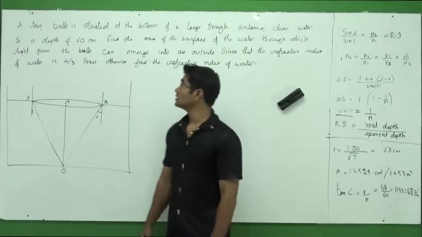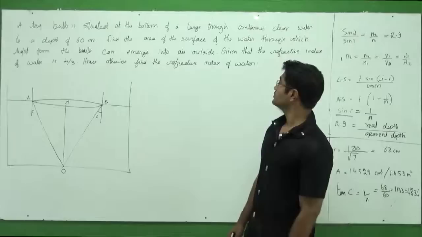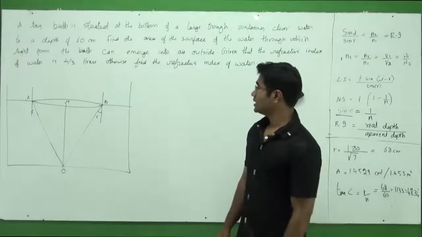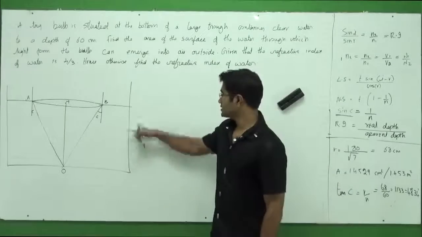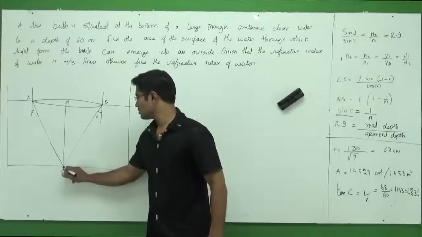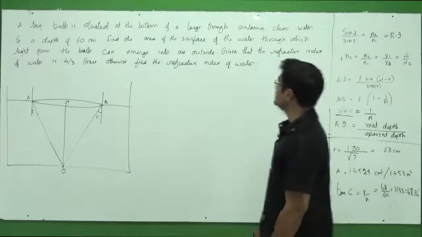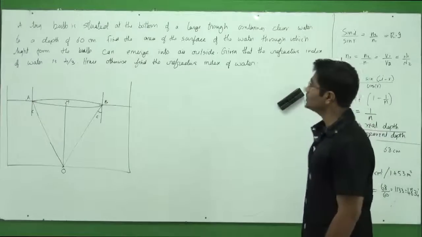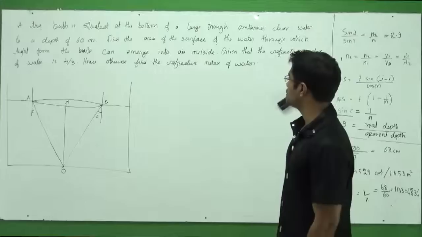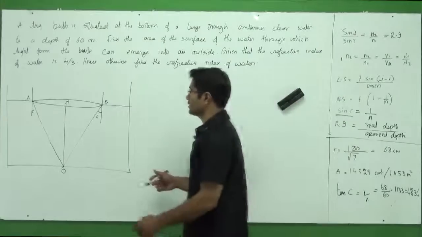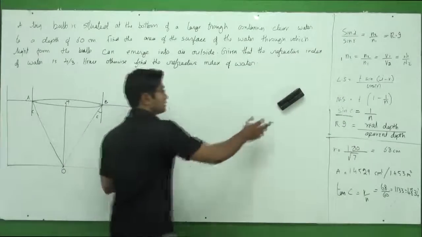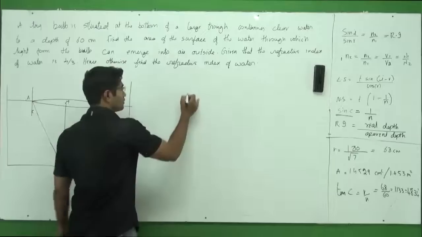Let's work on this problem on the board. It says a tiny bulb situated at the bottom of a large trough containing clear water to a depth of 60 centimeters. Okay, this is 60 centimeters and this is the bulb we're talking about. Find the area of surface of the water through which the light from the bulb can emerge outside into air. Okay, you need to understand this problem a little before we can start working on this.